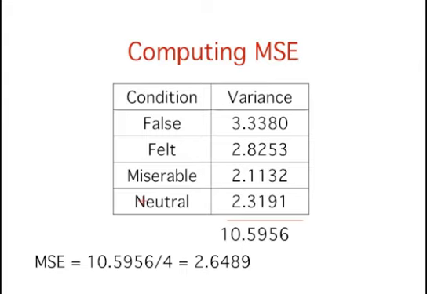Recall that the assumption of homogeneity of variance states that the variance within each of the populations is the same. This variance is the quantity estimated by MSE, and is computed as the mean of the sample variances. For these data, the MSE is equal to 2.6489.